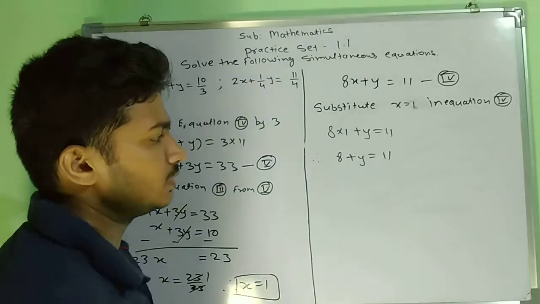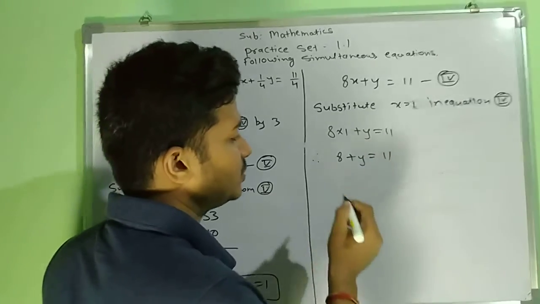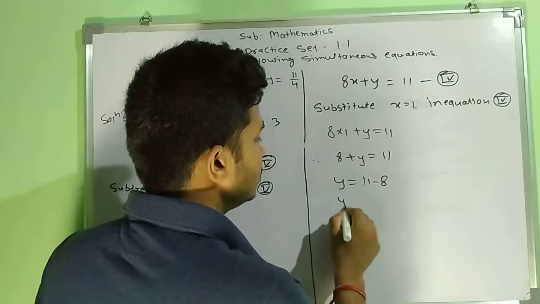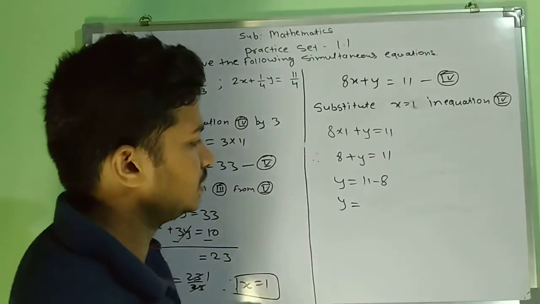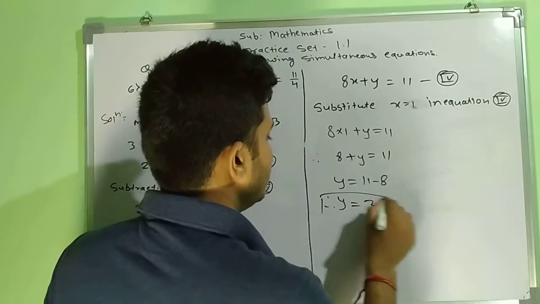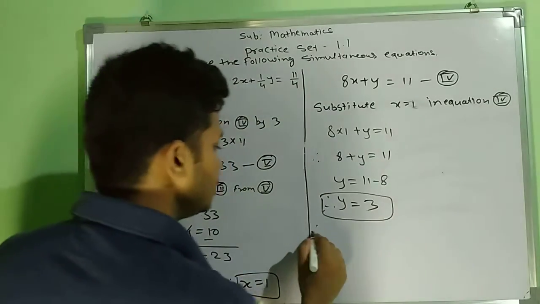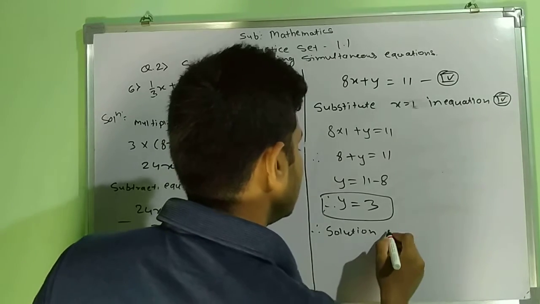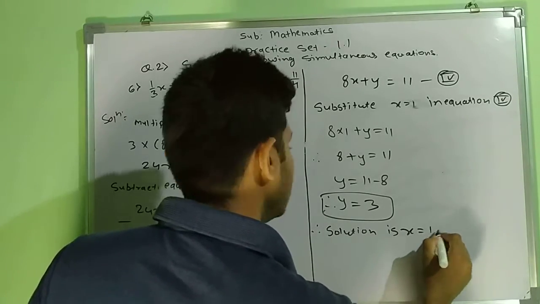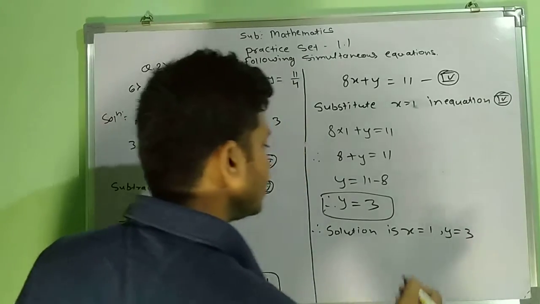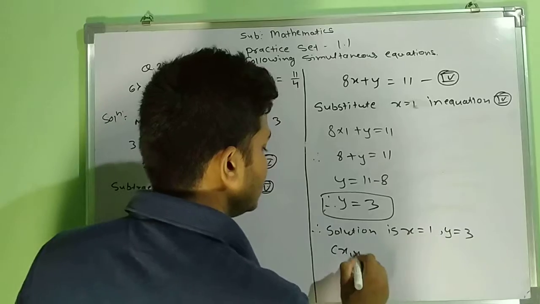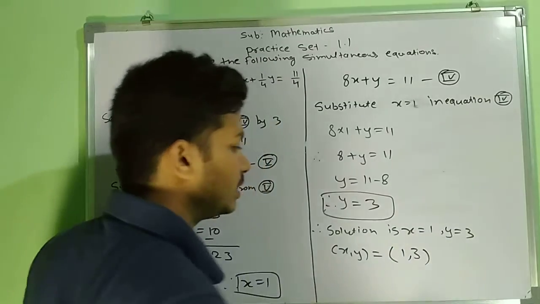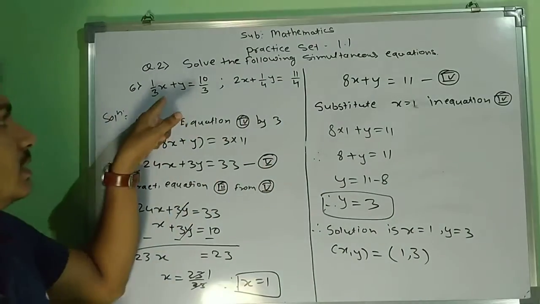Now we have to shift that 8 to the right hand side. As 8 is positive here, whenever it shifts to the right hand side, it will become negative. So y will be equal to 11 minus 8, which is 3. So we got the value of y as 3. Therefore the solution is x is equal to 1, y is equal to 3, or we can write the solution as the ordered pair (x, y) equal to (1, 3). So that will be the solution of the problem. Okay.